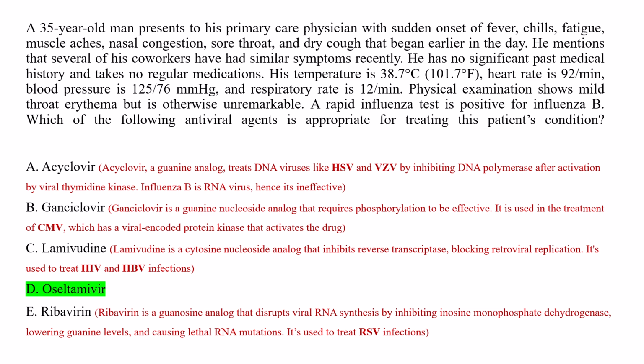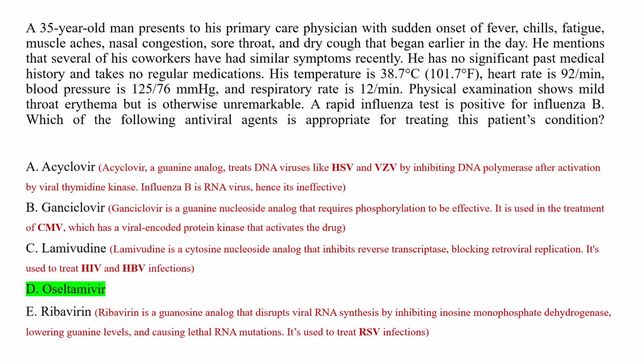Let's have a look at why the other options are incorrect. Option A is incorrect because acyclovir is a guanine nucleoside analog used to treat DNA virus infections. It is activated by viral thymidine kinase, and once activated, it inhibits the viral DNA polymerase, blocking DNA synthesis. It is effective against herpes simplex virus and varicella zoster viruses, all of which are DNA viruses. It is not effective against influenza B virus because influenza B virus is an RNA virus and does not rely on DNA polymerase or thymidine kinase.